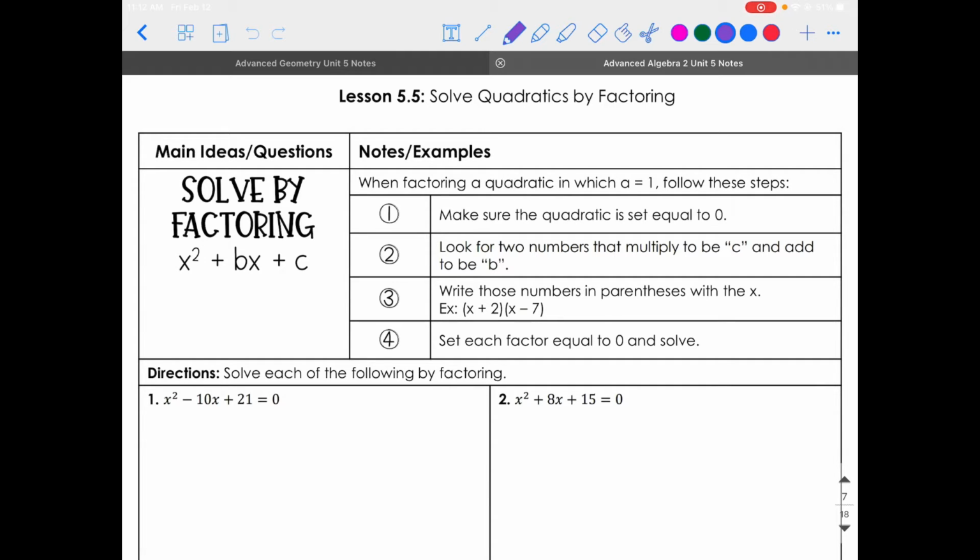In the last lesson, you learned about graphing them, and that method will always work. You can always look at the graph of it to find out where it crosses the x-axis, but there are other methods that you're going to be required to do.